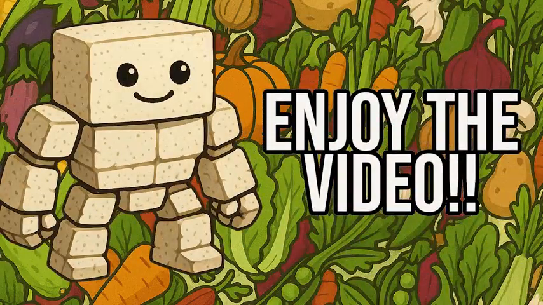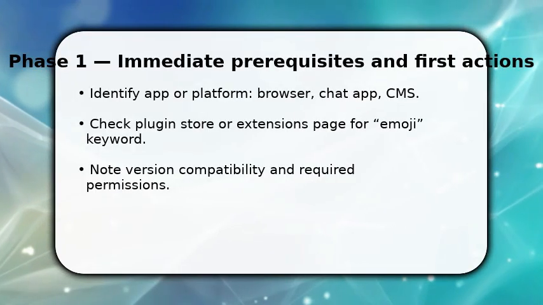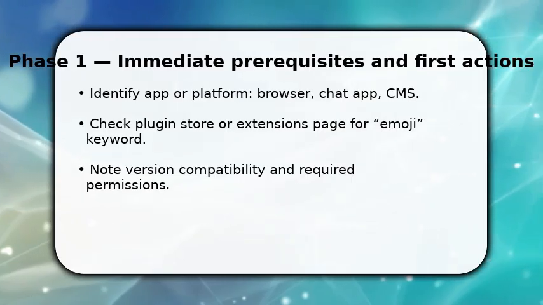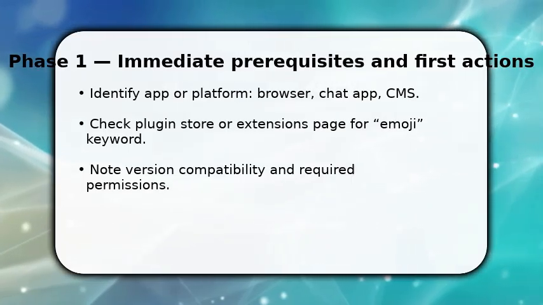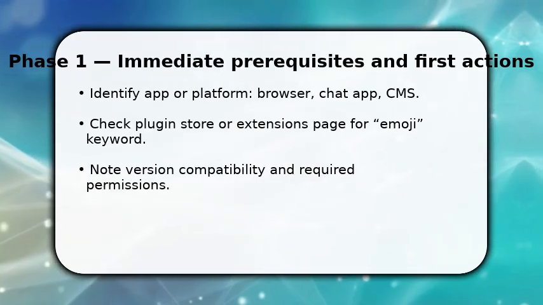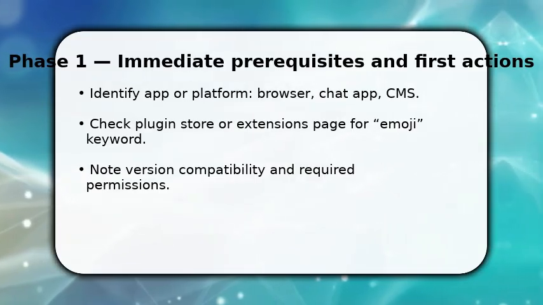Please enjoy the video. You begin by finding where plugins live for your app. Open the Extensions or Add-ons panel now. Look up Emoji in the store and filter by your platform so you avoid incompatible options.